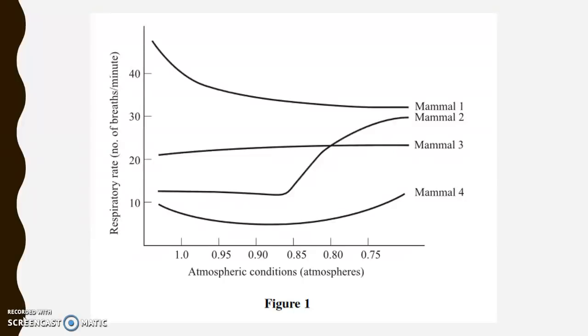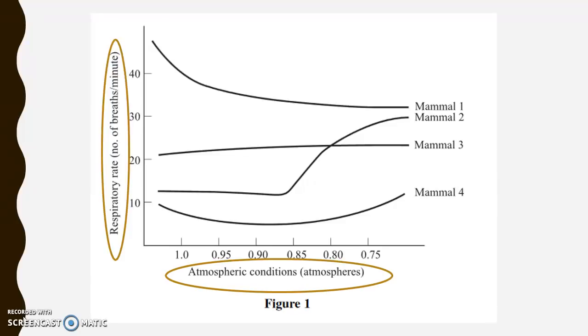Before we look at the questions, let's take a minute to look at this graph and see what information we can quickly gather. Notice here off to the left, I have the respiratory rate on my y-axis. Down below, I have the atmospheric conditions on my x-axis. Pay very close attention to the numbers on the x-axis. Notice that they are decreasing. This is something that you don't often see with graphs of this nature, but is something that you should pay very close attention to because it may come in handy later.